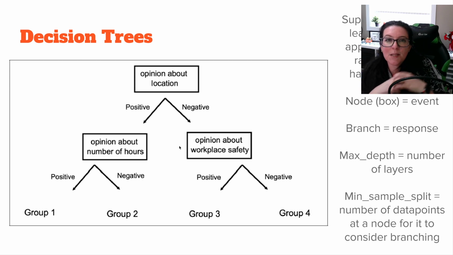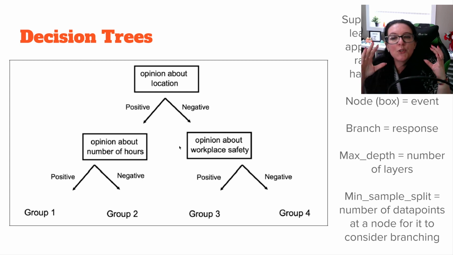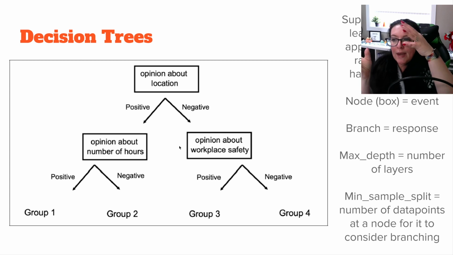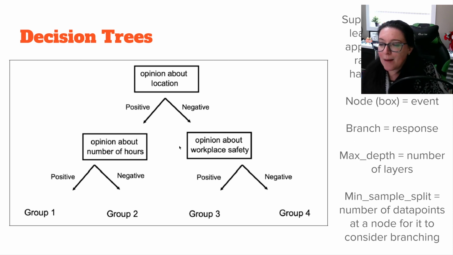The other thing to consider is the minimum sample split. So how many data points at a node before it branches off into something else? So what we look at is opinion about location. How many people responded to that question? Well, then if we hive off those who have a positive response, how many people is that? If that is too small of a group, then we're going to not branch off anymore. We're not going to look at the positive and negative for the next question, opinion about number of hours. So we would decide what's the smallest the groups get before we stop splitting anymore. So that's the minimum sample split.